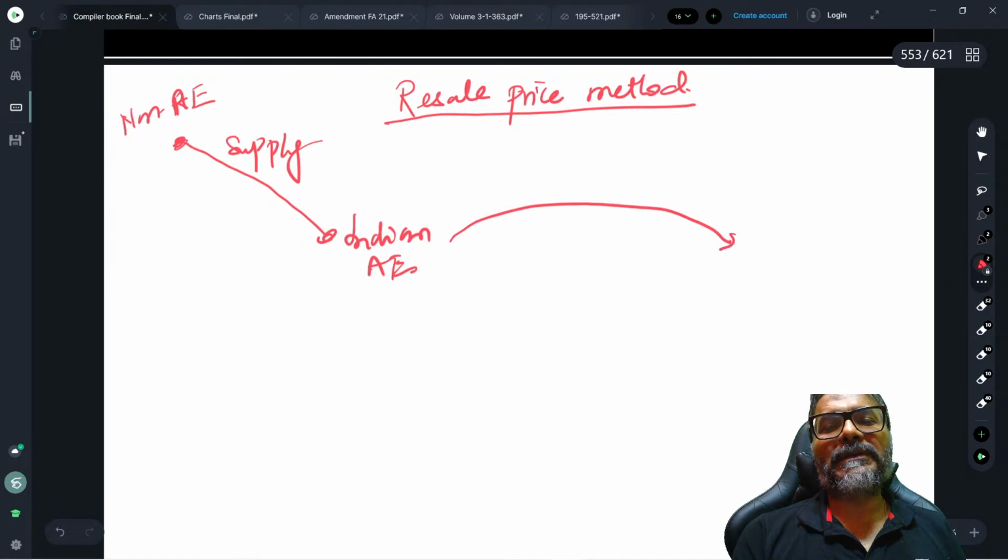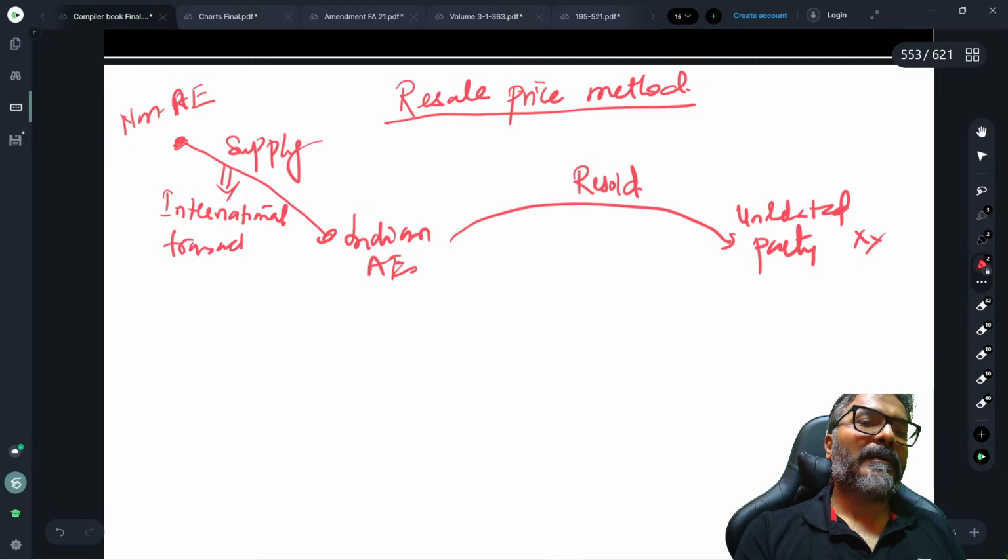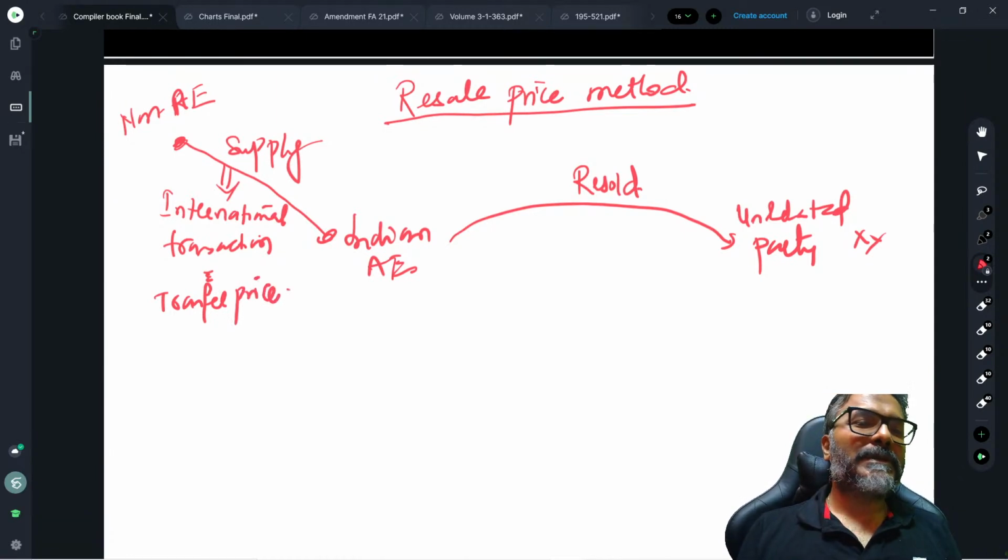And that goods is resold to an unrelated party. So the challenge is on this supply. This is your international transaction. Students, this is your international transaction, that is the transaction between the A. And in this international transaction, students, the transfer price has been charged.